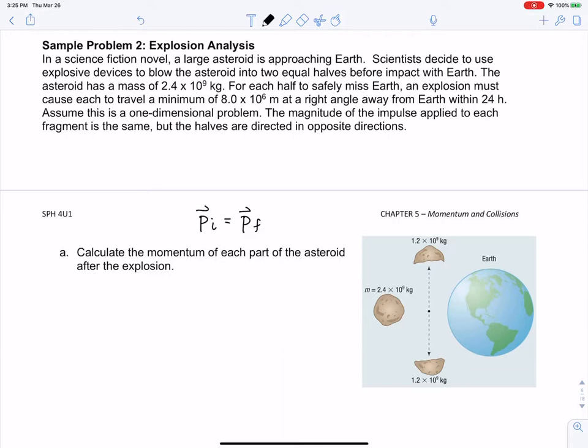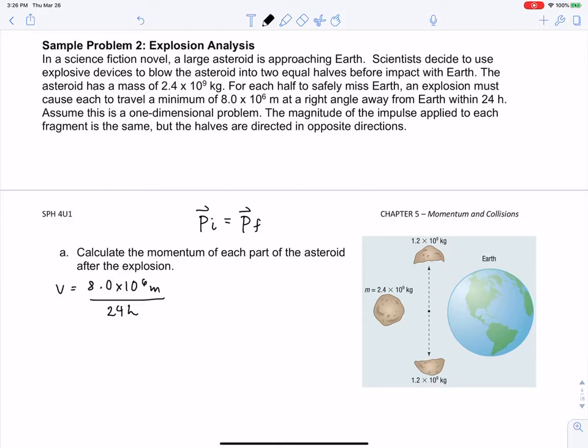We know that we want each of these halves to travel 8.0 times 10 to the power of 6 meters in 24 hours. So we can use this to determine the final speed of each of the halves of the asteroid. Speed is equal to distance over time. We want to report this in meters per second. So 8 times 10 to the power of 6 meters divided by 24 hours.